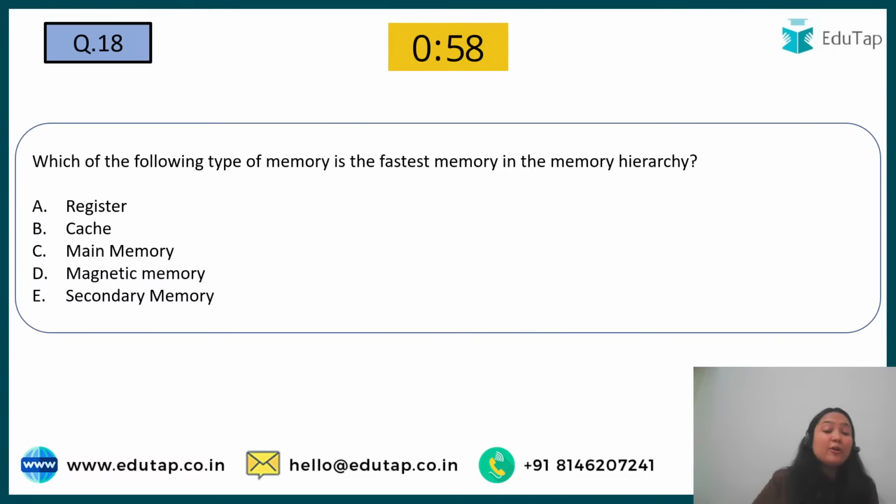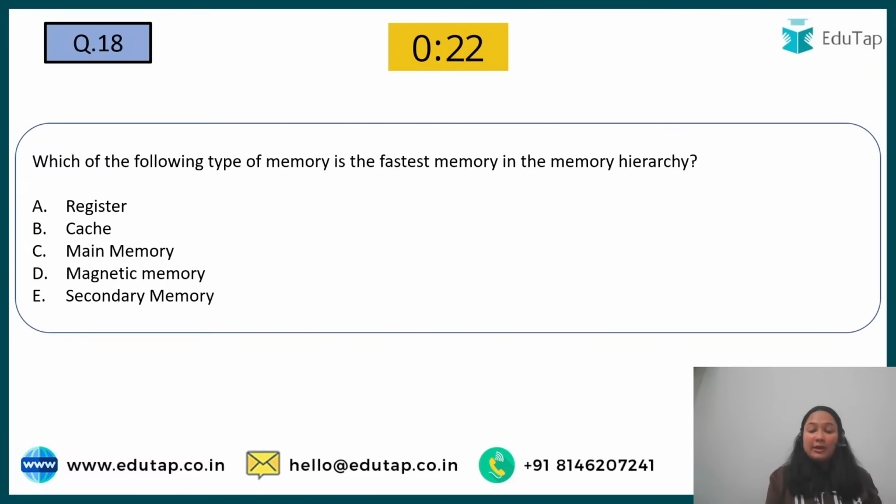Next, which of the following types of memory is the fastest memory in the memory hierarchy? Fastest memory, you will have to tell. We have a memory hierarchy where, according to capacity, we start dividing. The smallest memory we have is register. Then after that we have cache memory, the SRAM you can also say. Then we have the primary memory. Then we have the secondary memory, whose capacity is the highest. Here you will have to tell which is the fastest memory, and of course the confusion is between A option and B option.